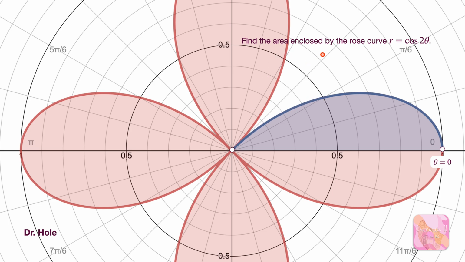Well, that's going to occur when cosine is 0. Cosine of pi over 2 is 0. 2 times theta equaling pi over 2 means that theta is pi over 4. Theta is pi over 4. Nice. We have our alpha and beta. And then r is our f of theta.